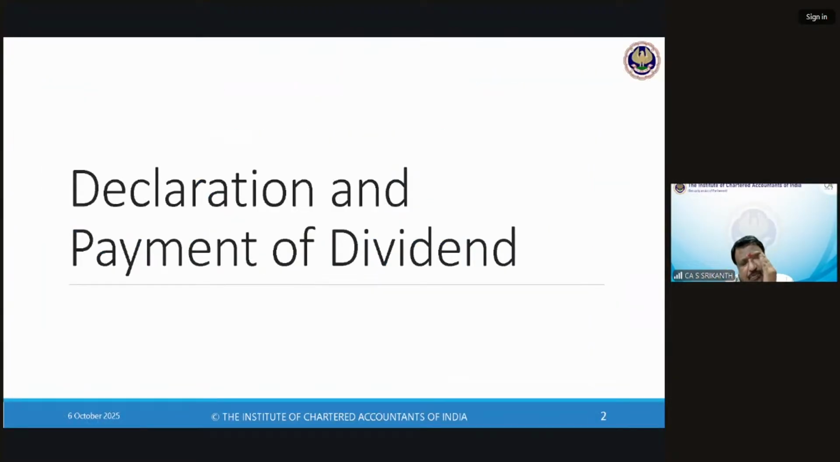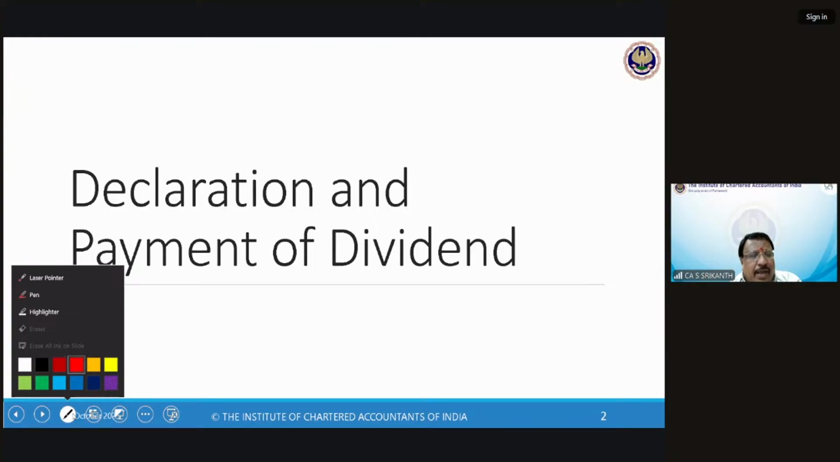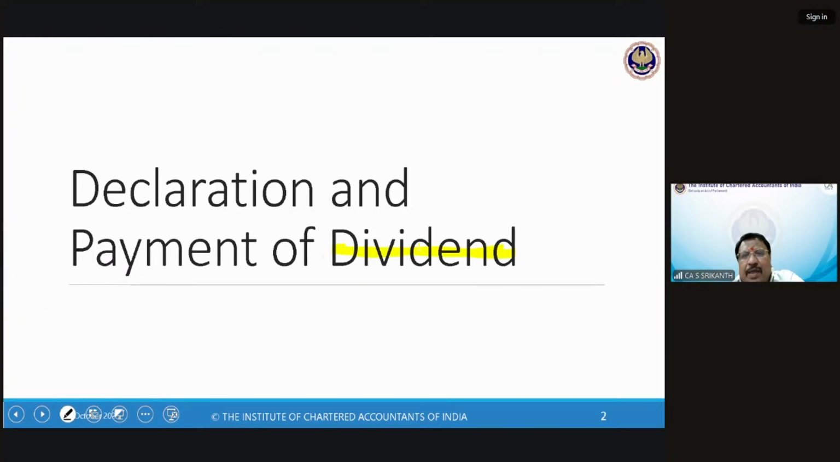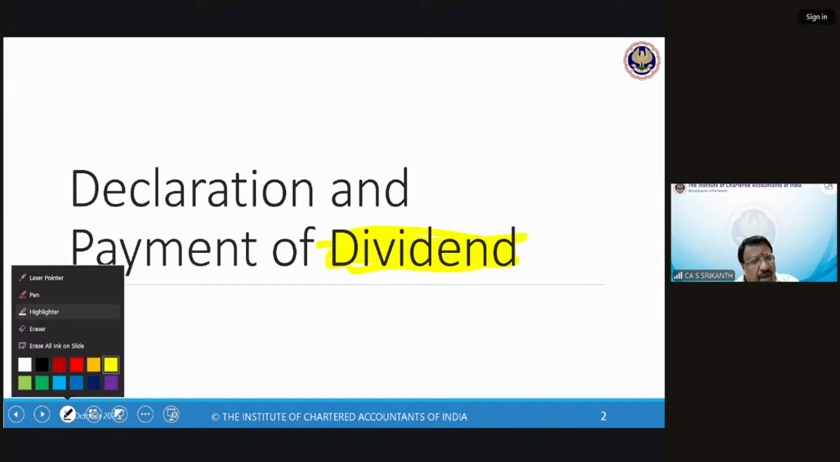Now, today's topic is declaration and payment of dividend. See, after all, why does a shareholder invest in a company? Of course, his aim is that the company will make profits and a portion of that profit will be given to him as his income. That is called dividend. The amount that the company gives to the shareholder out of the profits of the company is called dividend. So the point we have to understand, dividend can be declared only out of profits. Okay, that's something you have to be very, very careful about.